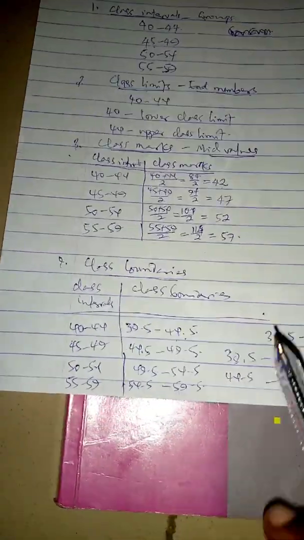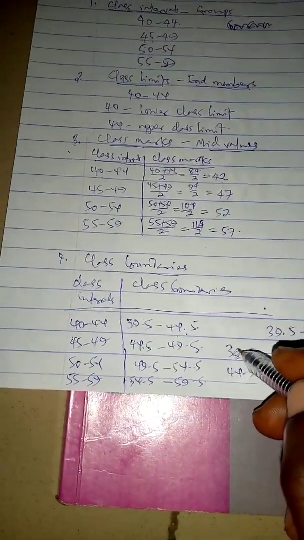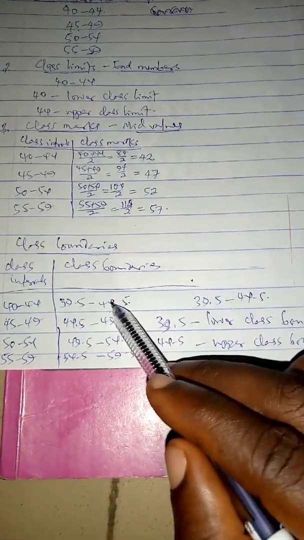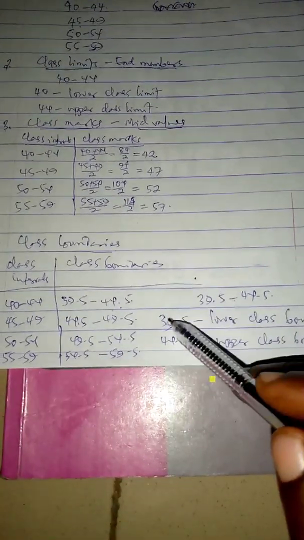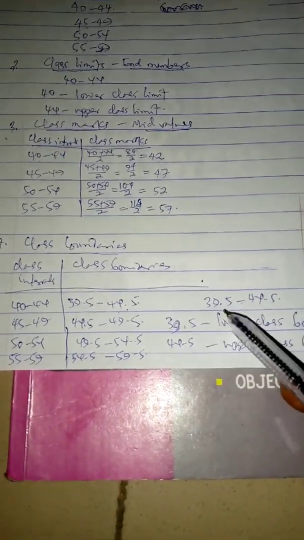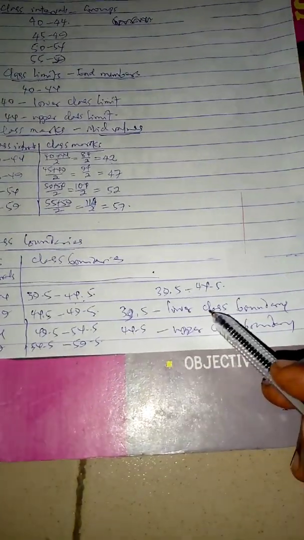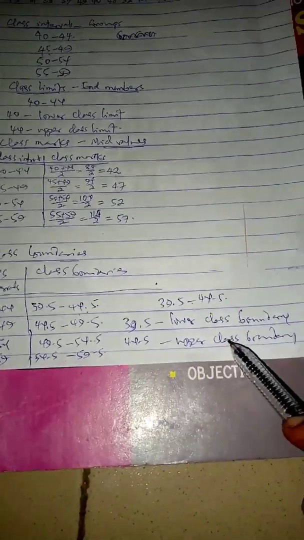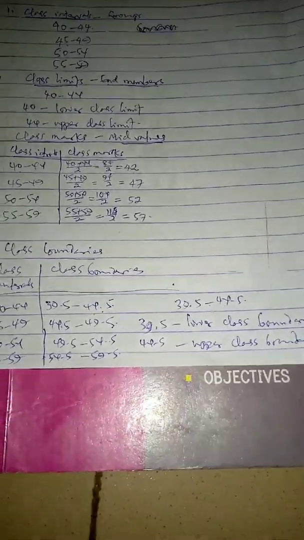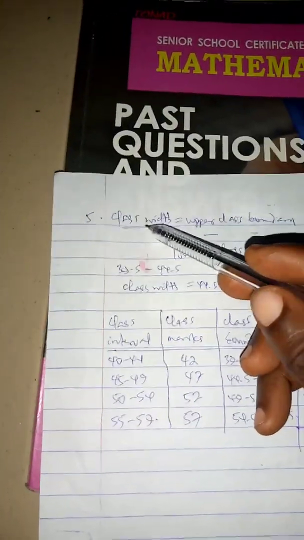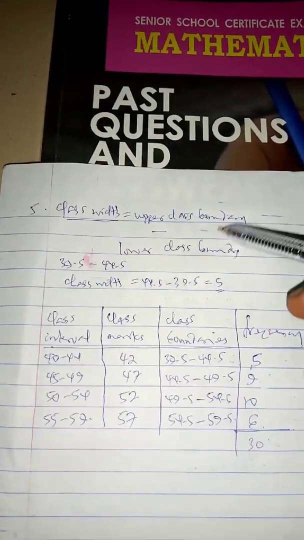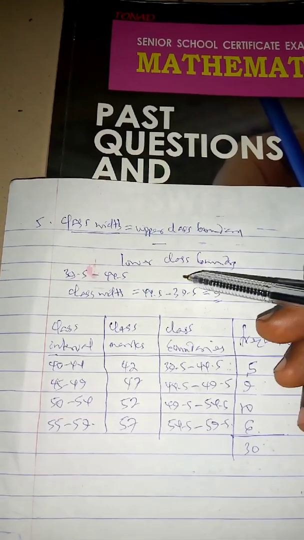Now, when you take each class, like in the first class here, the 39.5 you have here is called the lower class boundary, while the 44.5 is called the upper class boundary. Another thing you need to know is the class width. The class width is the difference between the upper class boundary and the lower class boundary.